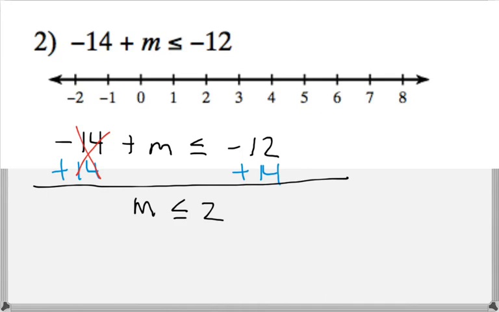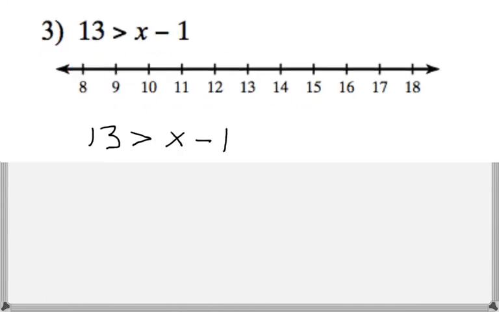So we need to figure out open or closed circle. That's less than or equal to, so it's going to be a closed circle at 2. Here's 2, close in your circle. m is less than or equal to 2, so everything less than 2 is over here to the left. So we can draw in our line, and we have completed number 2. Let's look at another example.